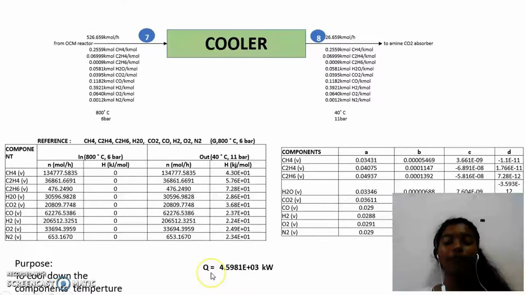The H value is calculated for each component. And then to find the value of Q, we have to multiply the molar flow rate and H for each component, and then sum it all up to get the Q value. Basically, the formula to find Q is the molar flow rate times H for the outlet stream minus the inlet stream. But since the inlet stream is all zero, we just sum up the multiplication of molar flow rate and H for each component, and that's how we get the Q, which is 4,598.1 kilowatt.